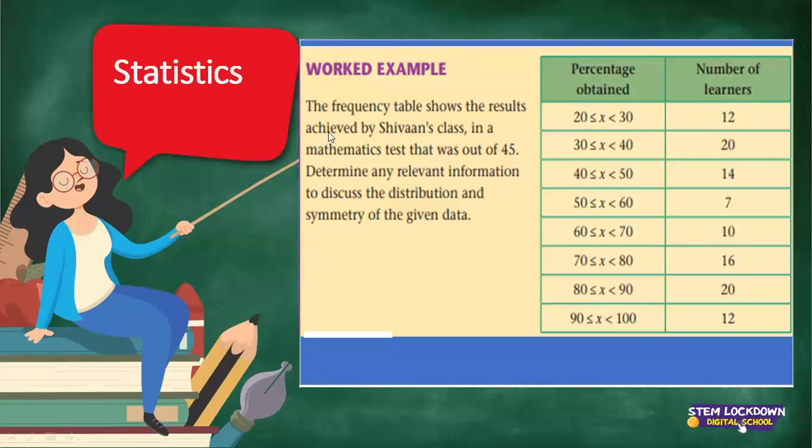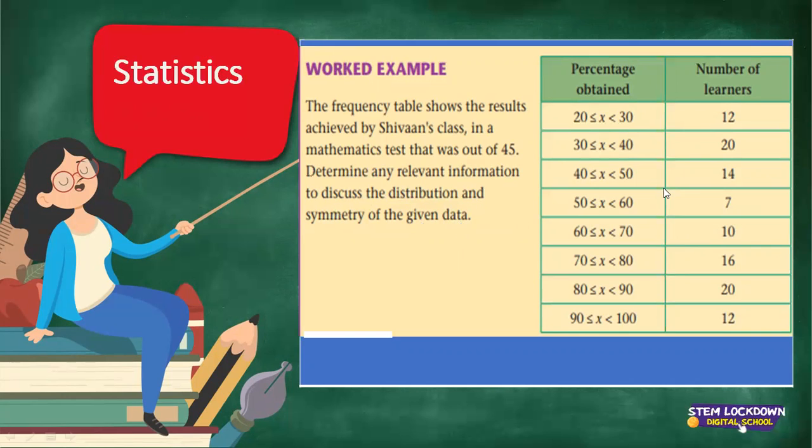Now we see that the frequency table shows the results achieved by Shivan's class in a mathematics test out of 45. So this is their result. This is the marks of learners in a test that is out of 45. Determine any relevant information to discuss the distribution and the symmetry of the given data.